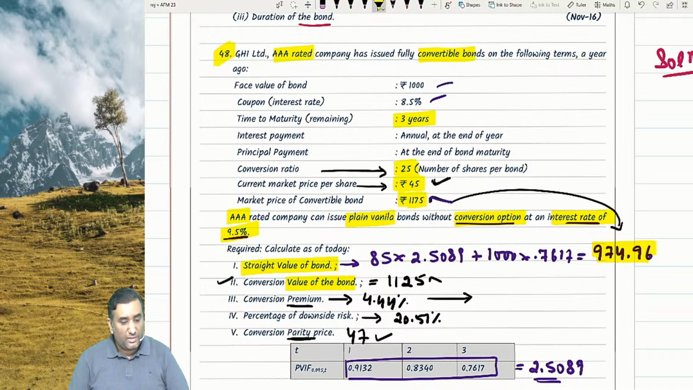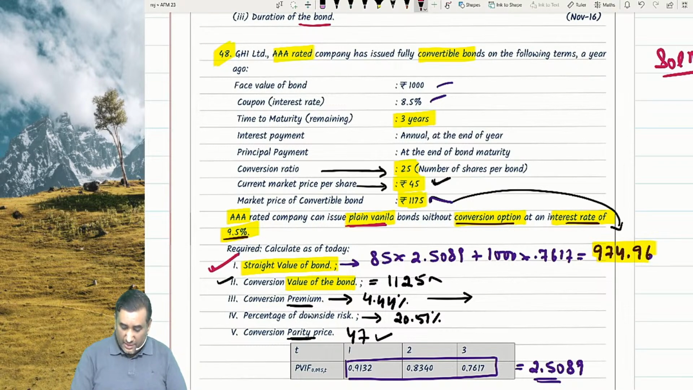Now straight value of bond, technically speaking, is this: some bonds have a conversion option, some bonds will not have any convertibility. If I remove that convertibility option from that bond, that is known as the straight value of the bond. It is also known as the investment value or bond value. Some people call it the pure value also. So basically straight value of bond is nothing but intrinsic value. That's exactly why he has said plain vanilla. That means it does not have any kind of convertibility.